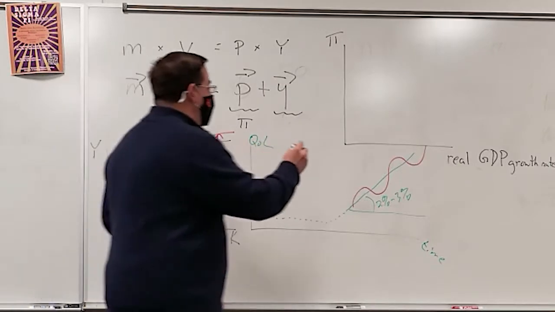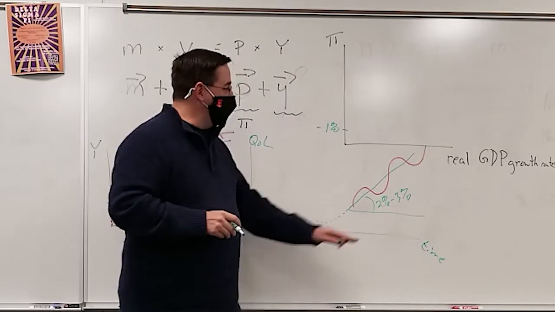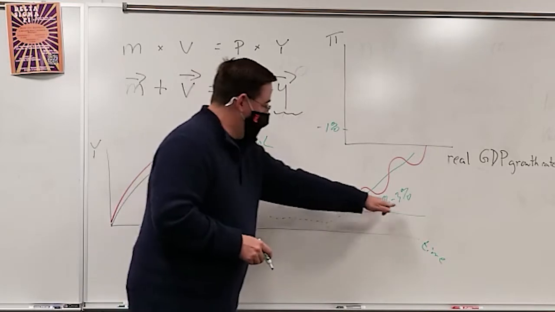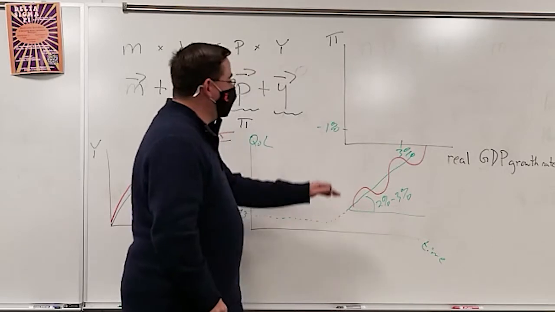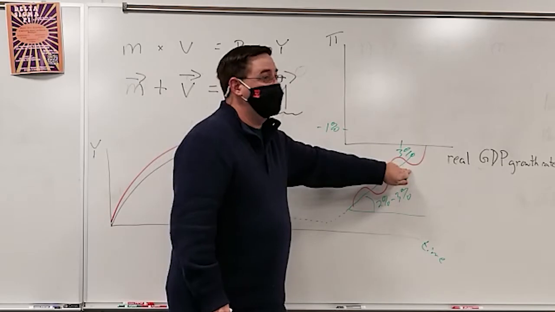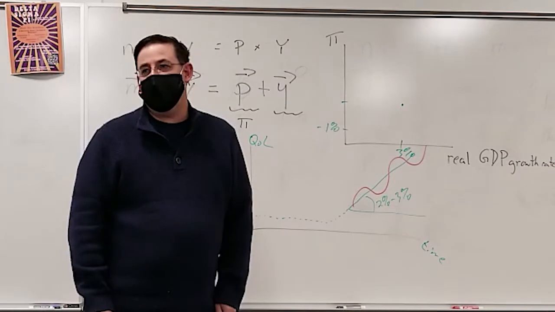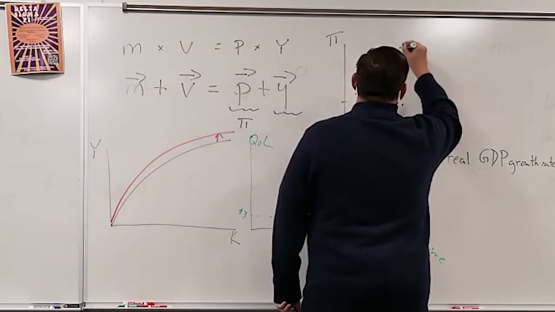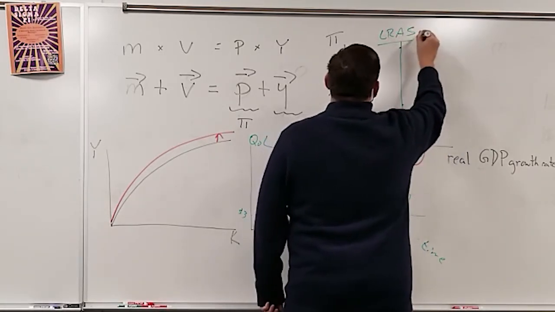So then, if the inflation rate is negative 1%, deflation, what's my real GDP growth rate? 3%. If my inflation is 2%, what's my real GDP growth rate? Still 3%. If my inflation rate is 20%, what's my real GDP growth rate? Again, still 3%. This is my long run aggregate supply curve.